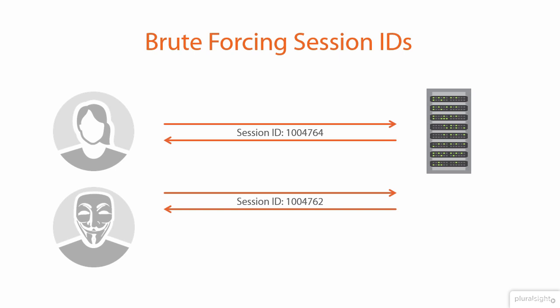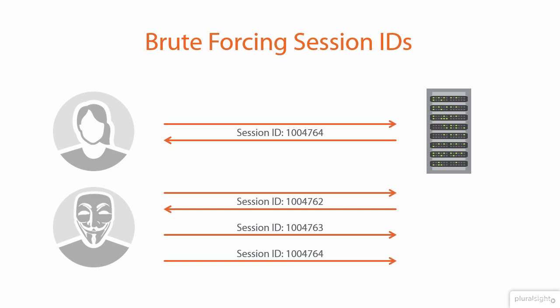So the attacker then enumerates. It goes to 763 and asks the server, and then 764, and it just keeps going until it gets a valid response. Now, of course, this is something that can be highly automated. You'd script this out, you'd run it in bulk. An attacker doesn't sit there in the browser manually incrementing the URL.